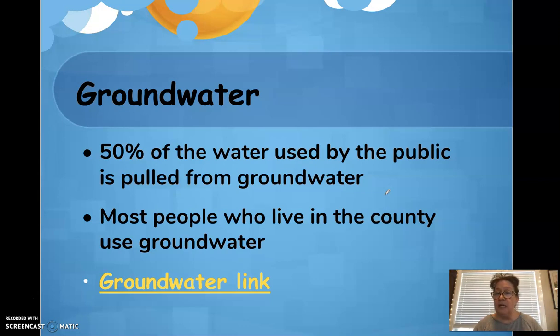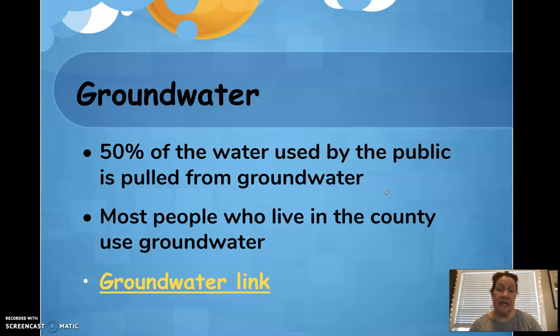50% of the water is used by the public, or most of our water supply, like in Pitt County. About half of Pitt County uses groundwater. I live on the outskirts of Pitt County, even though I'm right within the city limits, but I get my water from, what's the name of the place, Bill? Eastern Pines. Eastern Pines Water is where we get our water. It's an aquifer close by.